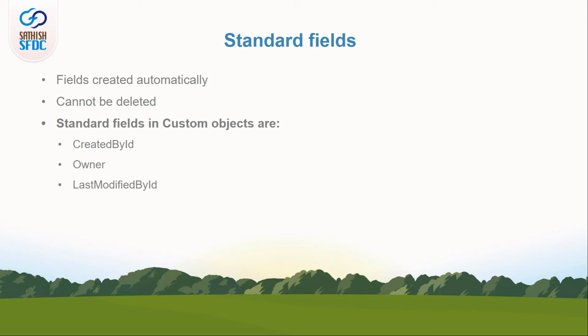Custom objects also contain standard fields. Three standard fields in every custom object will be created automatically. Those are created by, last modified by, and owner, and these fields are created at the time of creation of an object. These three fields cannot be deleted or edited, and they are always required. Not only these fields, any standard fields in any standard objects cannot be deleted or edited.